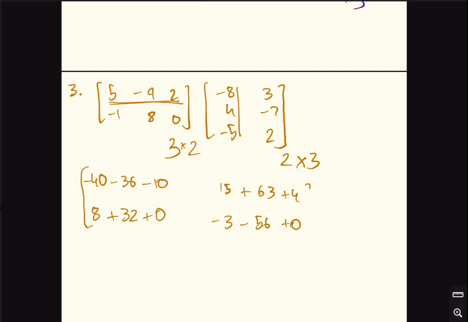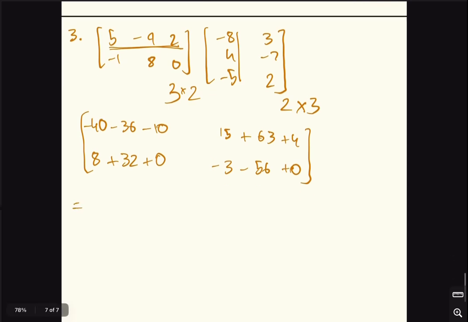Now if you solve this, what will we get? Minus 50 minus 86, then 63 67 and 77 and then 82, 32. This will become 40, and this minus 59. This will be our required matrix.